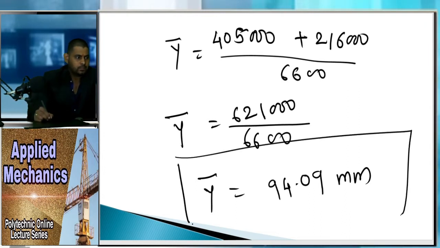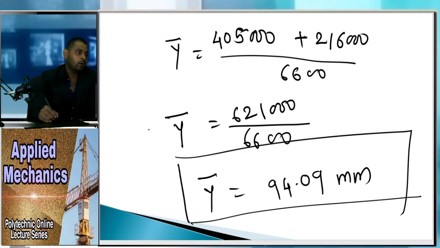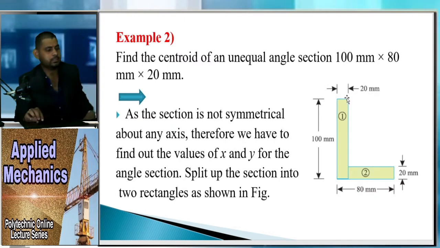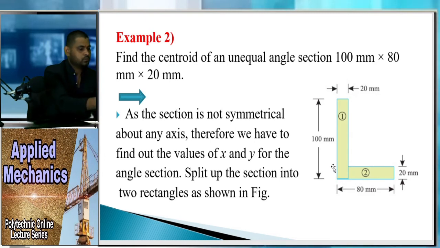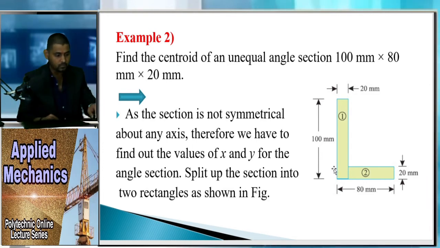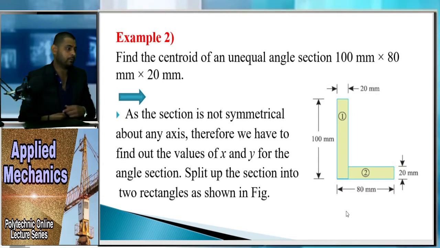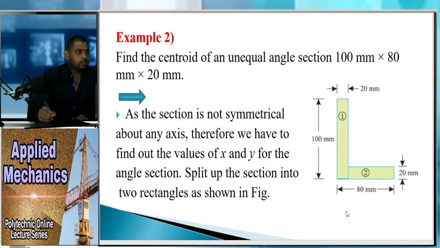So like this, you can solve a number of problems based on it. So now see example number 2. Okay, so this is the second example based on it. So you will better understand how you can solve a number of problems based on it, right? So see here, what does the problem say to you? That is nothing but: find the centroid of an unequal angle section 100 mm multiplied by 80 mm and 20 mm.